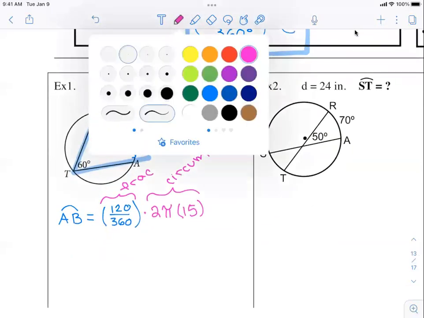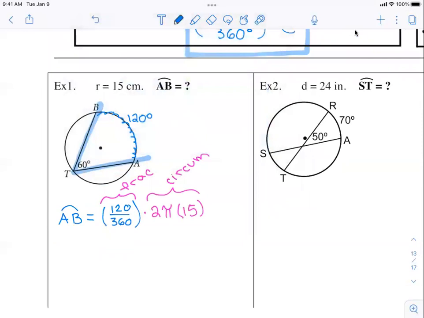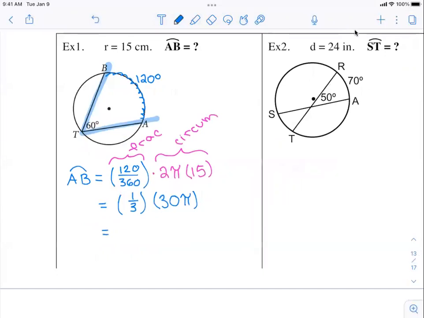So I'm going to go ahead and solve this. 120 over 360 is really just a third. 2 pi times 15, 2 times 15 is 30 pi. 1/3 of 30 is 10, and I still have my pi. And I'm done.